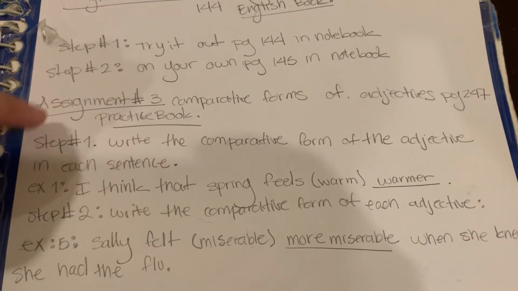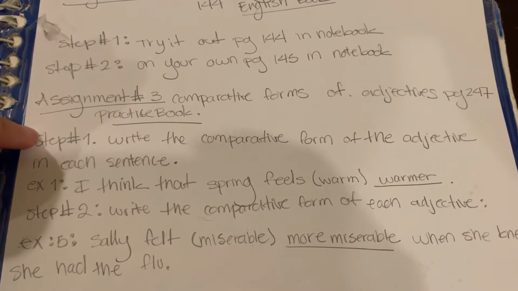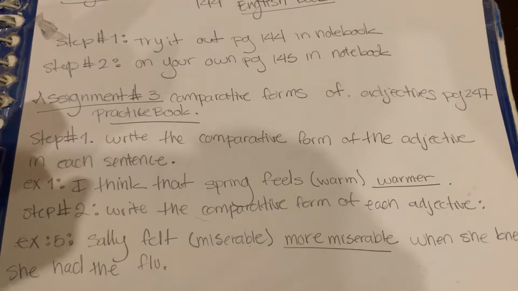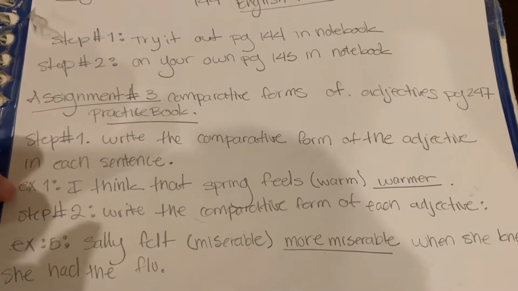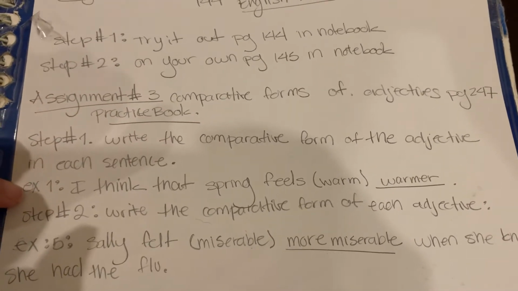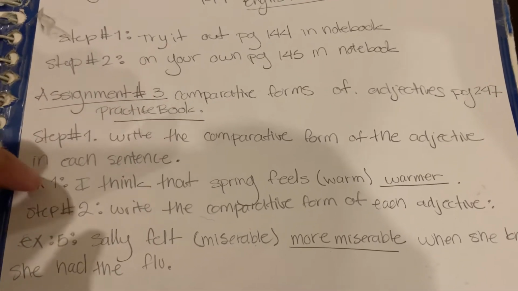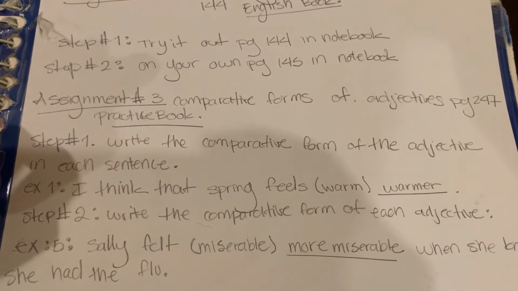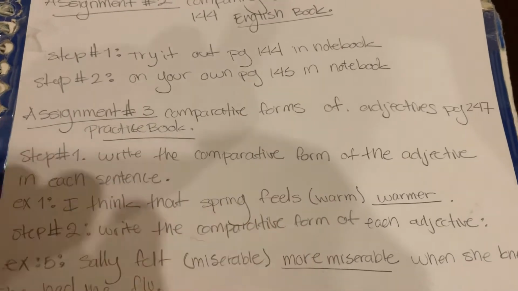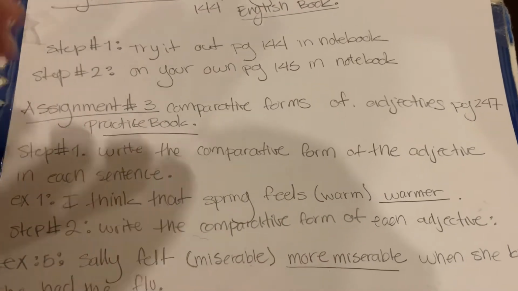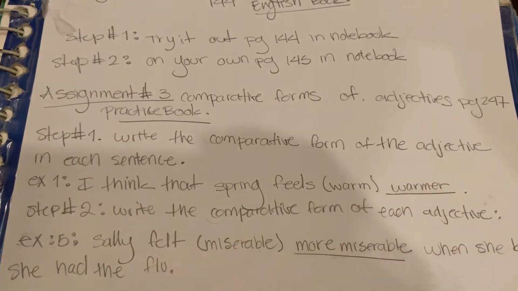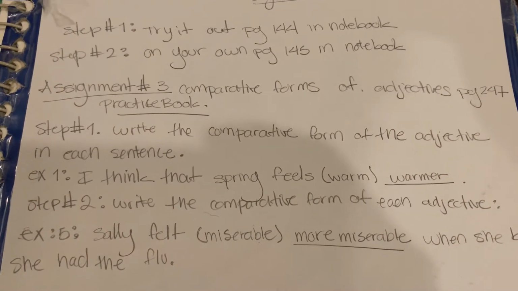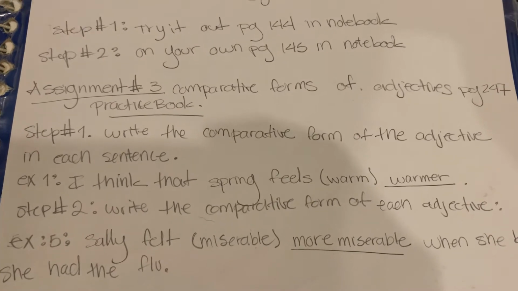So here you are going to write the comparative form of the adjective in each sentence. So how do you do that? I already did example number 1 for you. I think that spring feels warm. So how do you write that comparative form? You add ER, okay? You write warmer. And that's from 1 through 4.